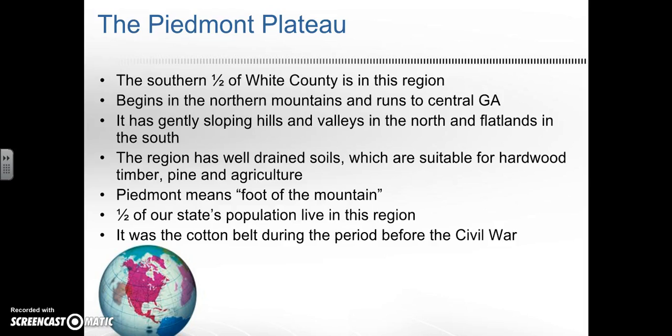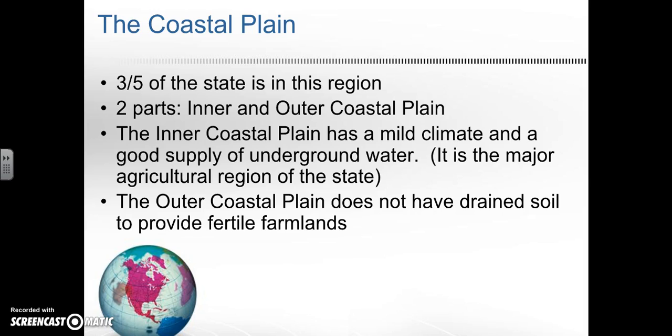When we get to the Piedmont, the southern half of White County is in this region. It begins in the northern mountains. It runs to central Georgia, where the fall line is. It has gently sloping hills and valleys. It's called the foot of the mountain. The biggest thing about this is that half of our state's population lives in this region because of the cities of Atlanta, Columbus, Macon, Augusta. All of these cities are located in the Piedmont region.